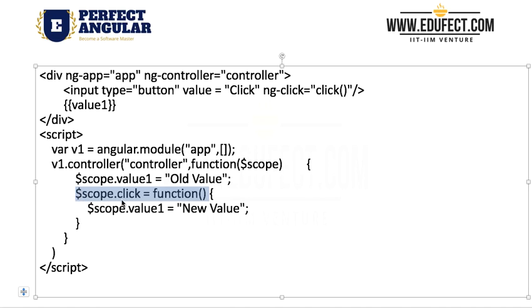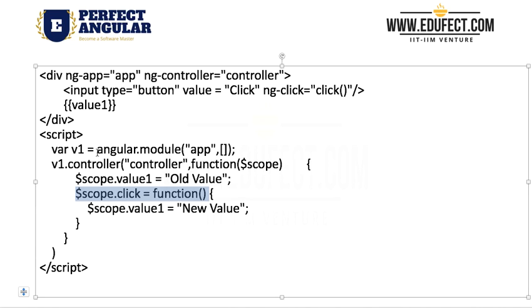So $scope dot click means this is a function click which will be visible within the whole scope. And this function does not take any parameters because no parameters have been defined. So what is this function doing? It is setting $scope.value1 equal to new value.